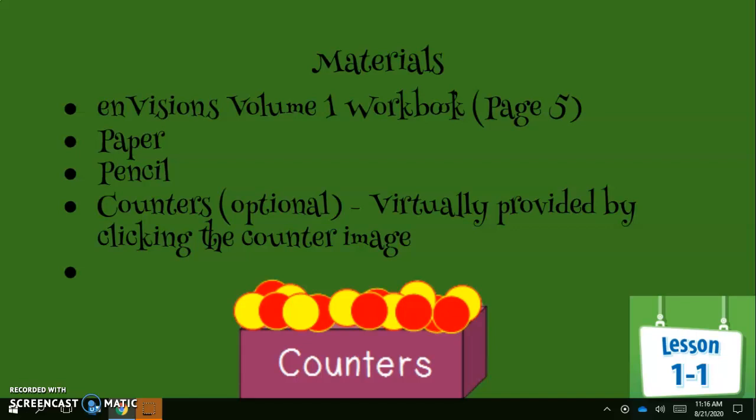Before we begin, please make sure you take a moment to pause your video to get all the materials you're going to need. For today's lesson, you will need your Envisions Volume 1 workbook, page 5, paper, pencil. Counters are optional and they are virtually provided by clicking on the counter image presented below on your virtual classroom. Don't forget, if you do not have your materials, go ahead and press pause on the video now so that you can collect your materials.